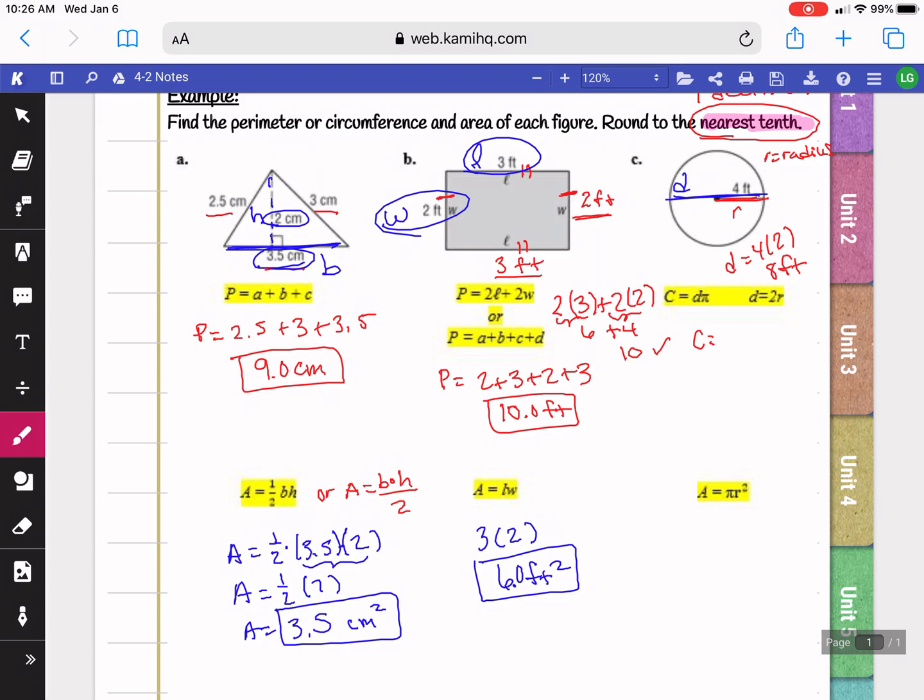So for diameter times pi, I'm going to do 8 times 3.14. You can use a calculator. That comes out to 25.12. We're rounding to the nearest tenth. You want 1 decimal. So since 2 is low, this will stay 25.1. We won't round up. And our units are feet.